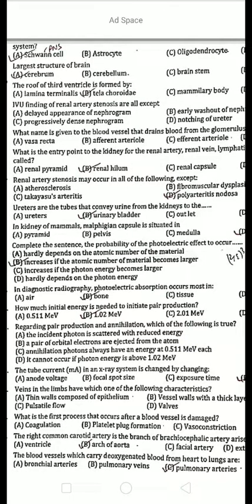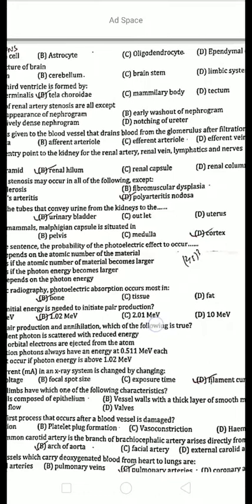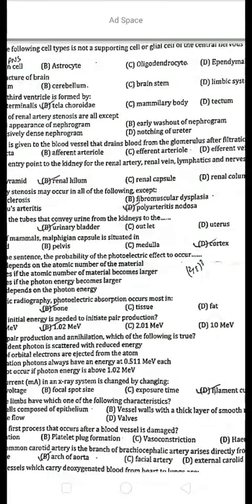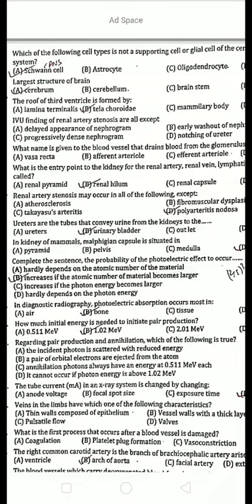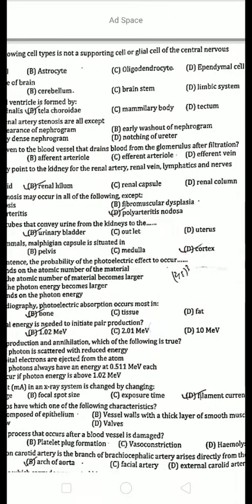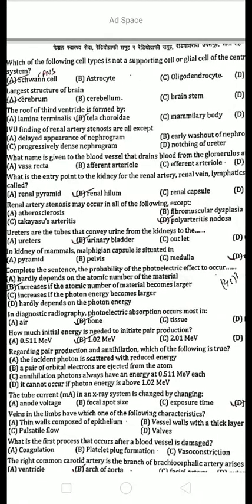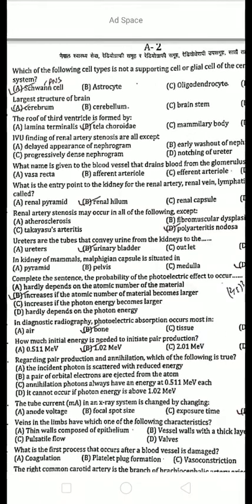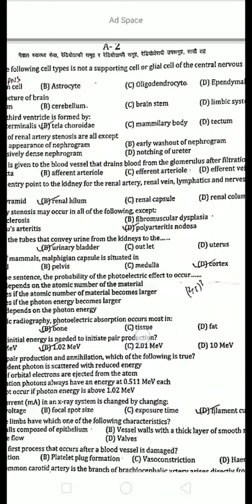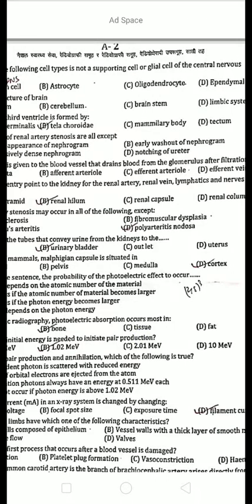The name of the blood vessel that drains blood from the glomerulus after filtration. Glomerular filtration is related to the renal, so the afferent arterioles, efferent vessel. The correct answer is B, afferent arterioles, because it's blood drainage in the arteries toward the renal. That's afferent arterioles.